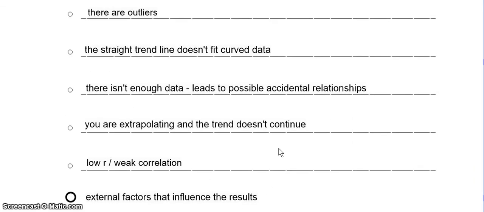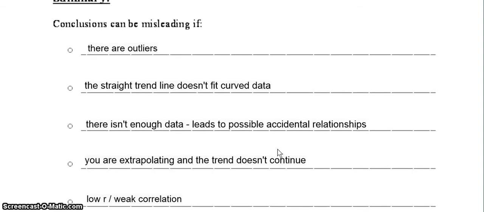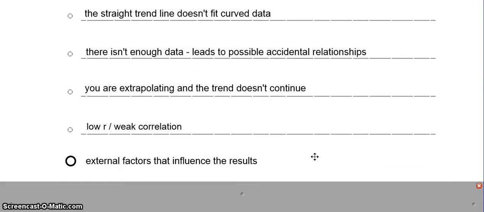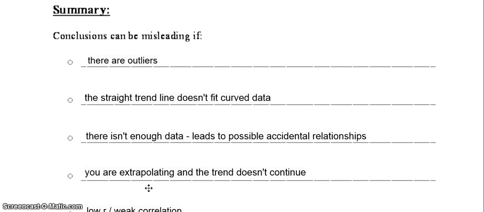So these are all reasons why, if you make a scatter plot and you make a prediction using a line of best fit, you have to be careful when you make conclusions. You have to know whether the predicted Y value is reasonable or whether it's not reasonable. These are reasons why your predicted Y value may not be reasonable.